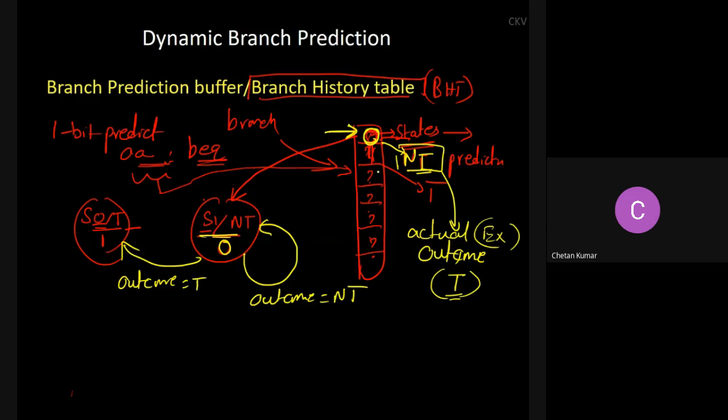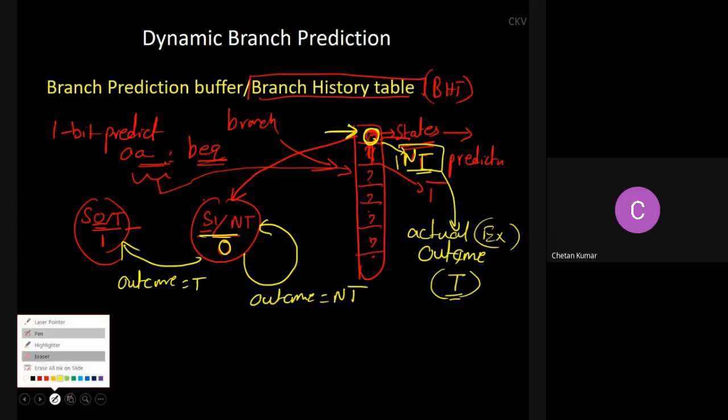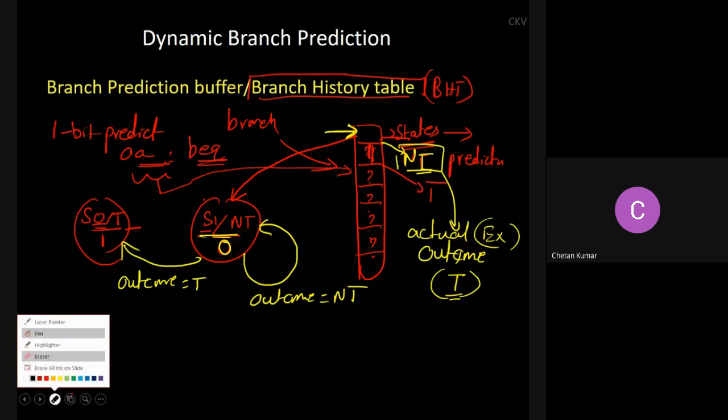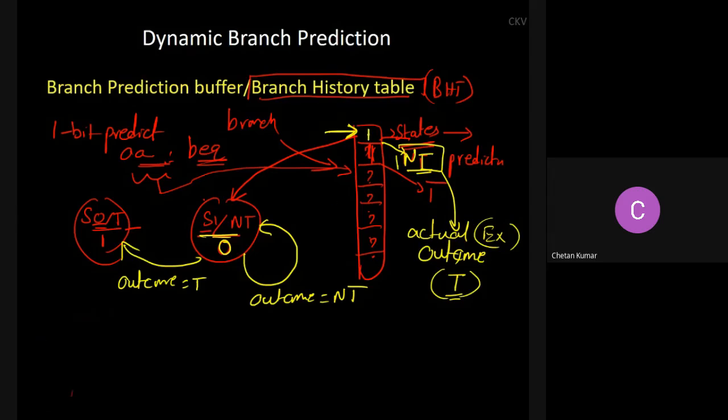So this is happening here. Once it goes to the S0 state for that particular branch, you have to change the data that is stored. Instead of 0, you have to replace it with the new state, that is 1. Earlier it was 0, now it will be 1. So like that, this state diagram will decide what will be stored.